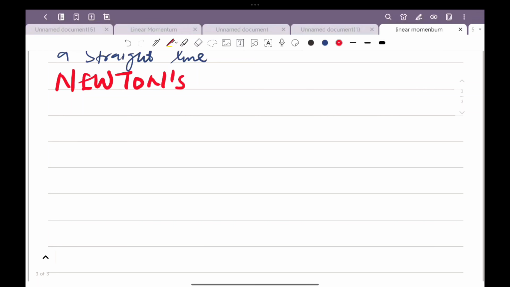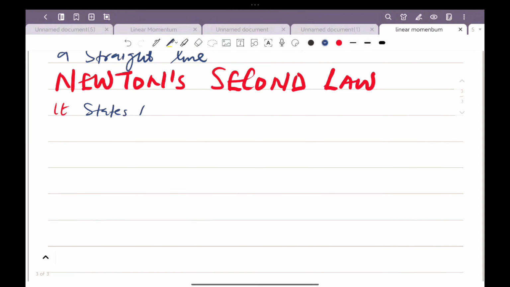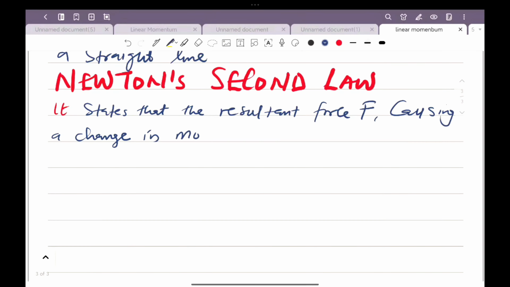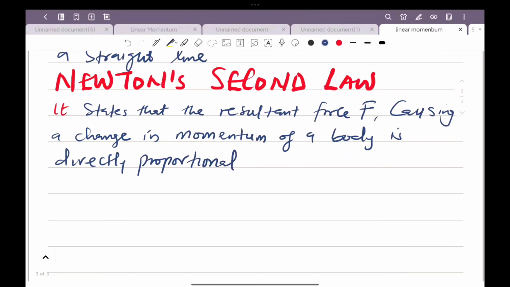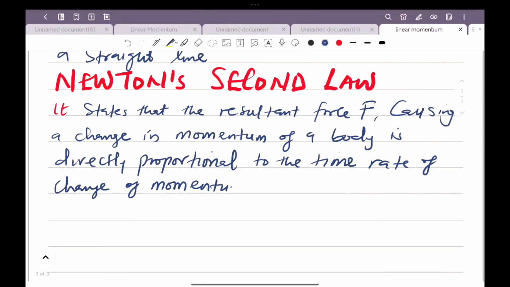Now Newton's second law of motion. Please pay attention to this part because it's very important. We are going to derive some equation. It states that the resultant force F causing a change, underline that, in momentum of a body is directly proportional to the time rate of change of this momentum.